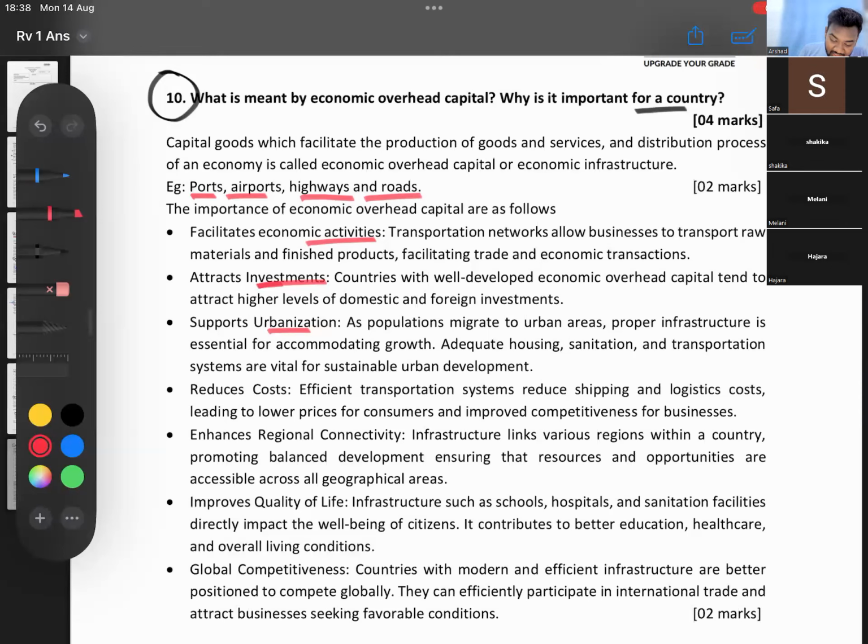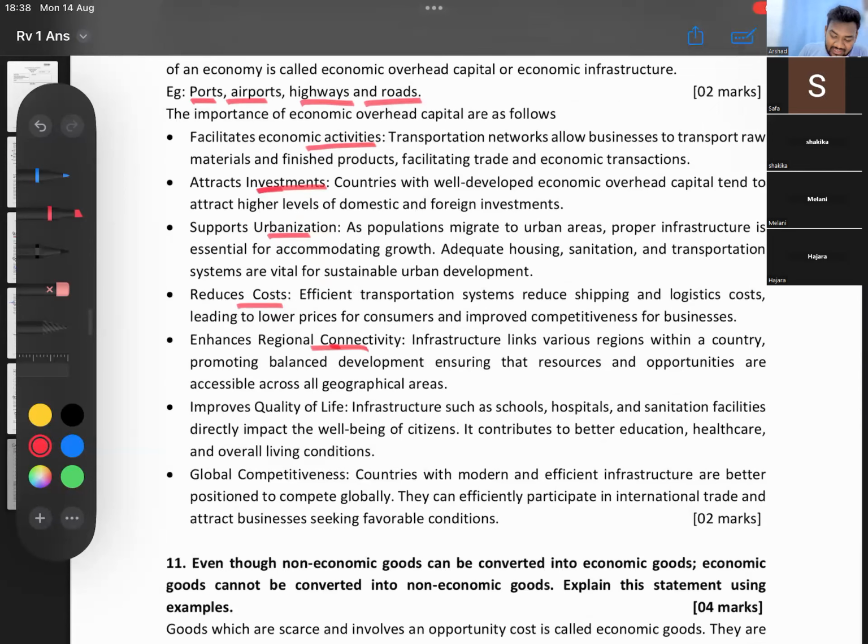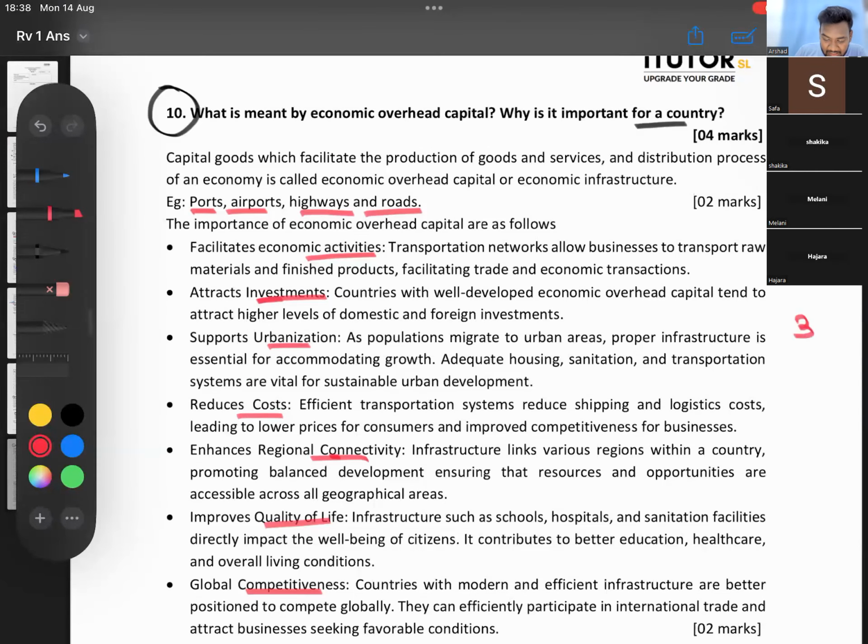Then reduces cost of things like transporting. Think of, guys, because of the highway, you can easily transport goods now, right? It doesn't cost that much time. Then increases regional connectivity, improves the quality of life, global competitiveness, right? You don't have to write all of this. If you can come up with 3 points, more than enough. It's a 4-mark question, so ideally, let's say 1 or 2 marks for this. Around 3 points is more than enough. Why is it important? Is that okay, guys?